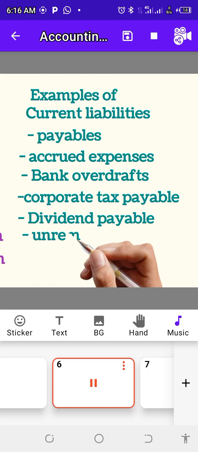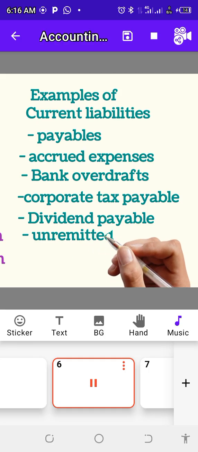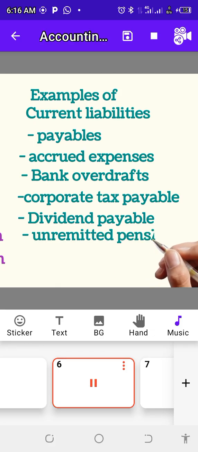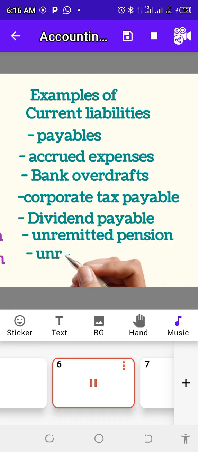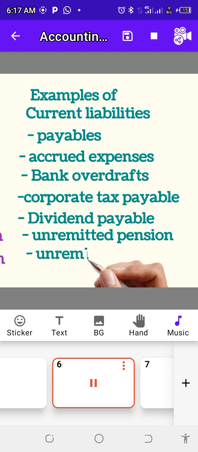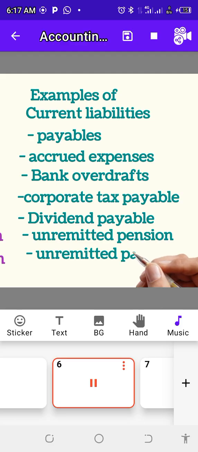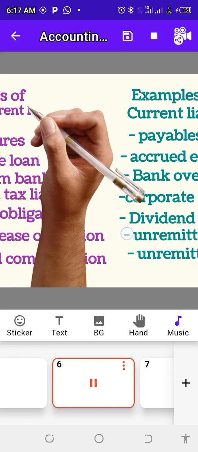Unremitted pension, then unremitted PAYE, that is pay as you earn. These are examples of non-current liability and current liability.